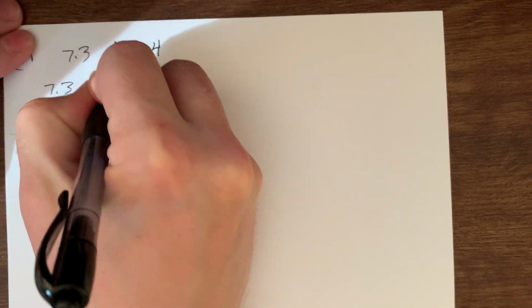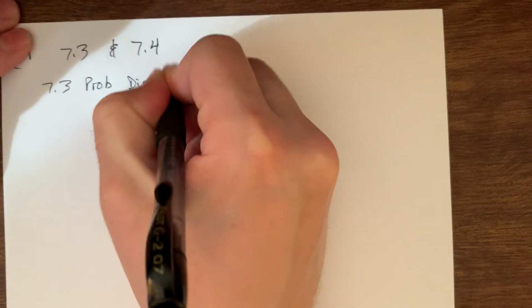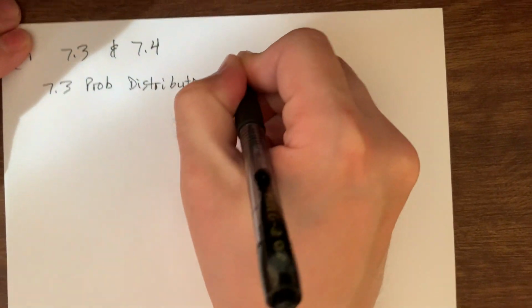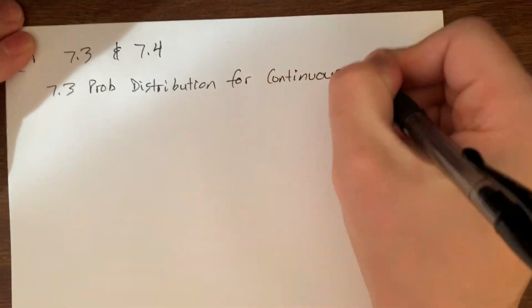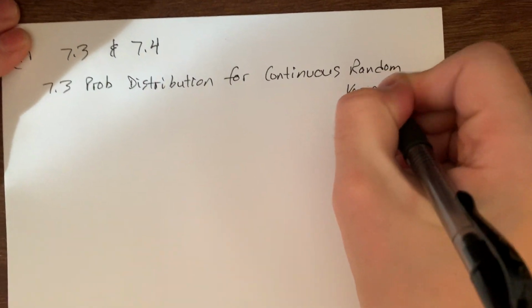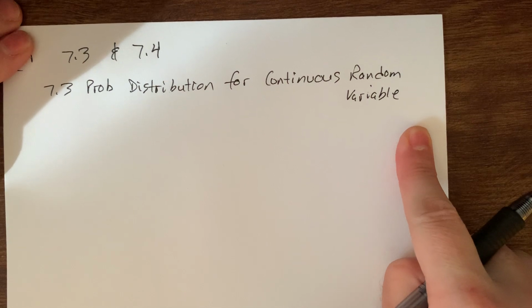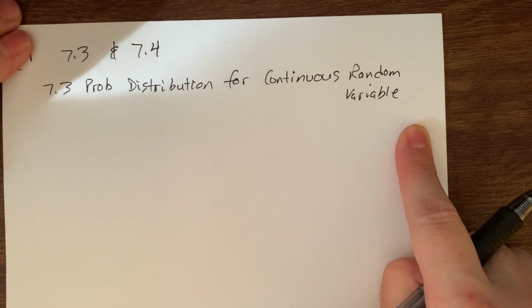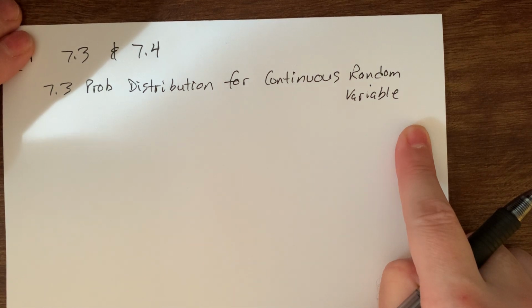7.3 gives us an introduction to a probability distribution for a continuous random variable. In the previous video in 7.1, we discussed the difference between continuous and discrete random variables. And again, in the 7.2 video, we focused on the discrete.